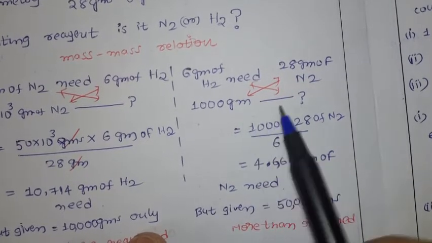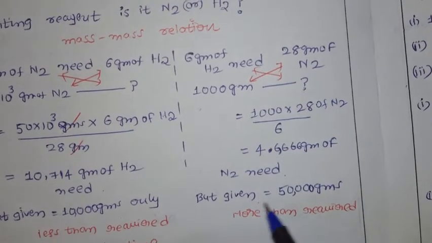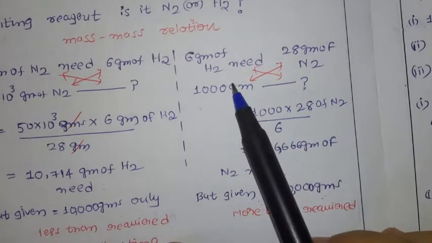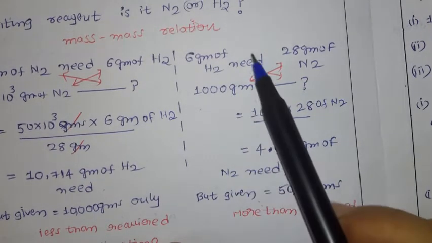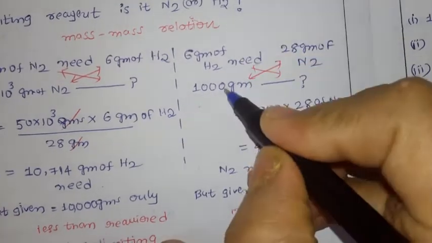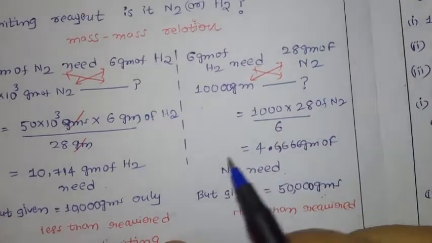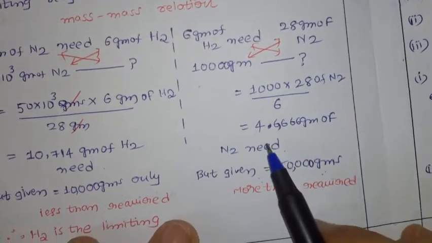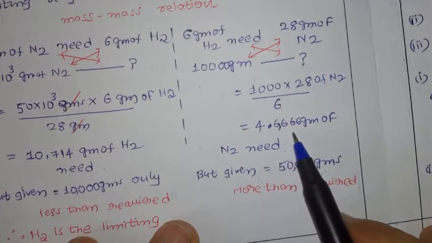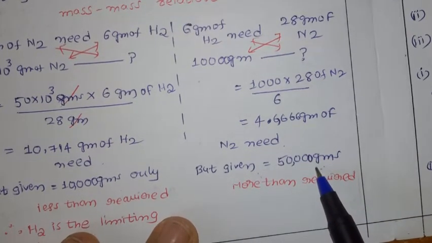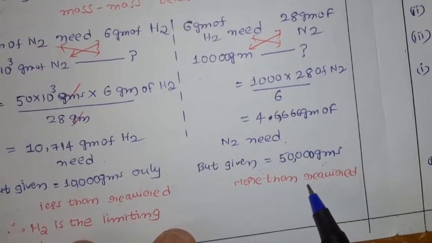But how much is given? 50,000 grams are given. According to the equation, 6 grams of hydrogen needs 28 grams of nitrogen. For 10,000 grams, this is 10,000, not 1,000, of hydrogen, we need 46,666 grams of nitrogen. But they have given 50,000, so it is more than required.